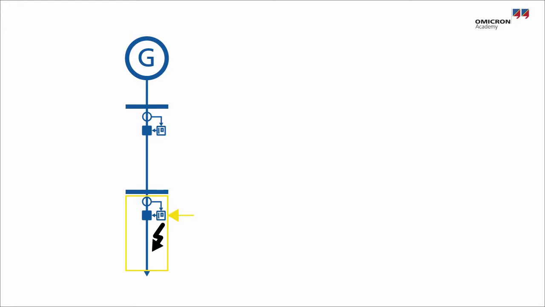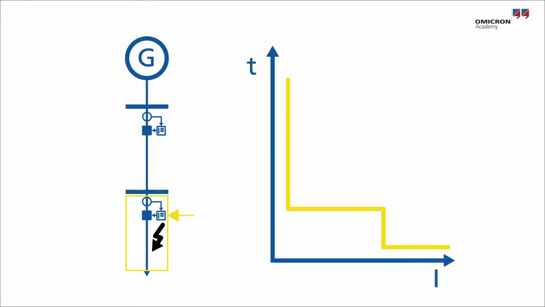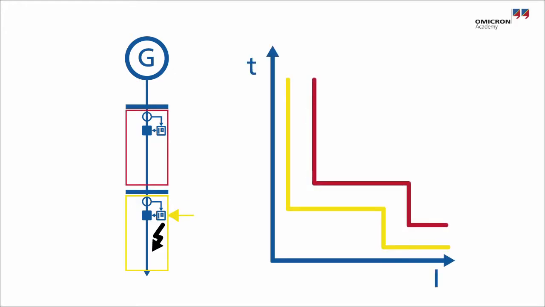Thus, only this relay should trip. This is achieved by setting it to work faster than the relay in the neighboring segment. For a specific fault current, the red relay would have a longer time to clear a fault, so the yellow relay clears it first, and so the fault is cleared before the red relay would react.